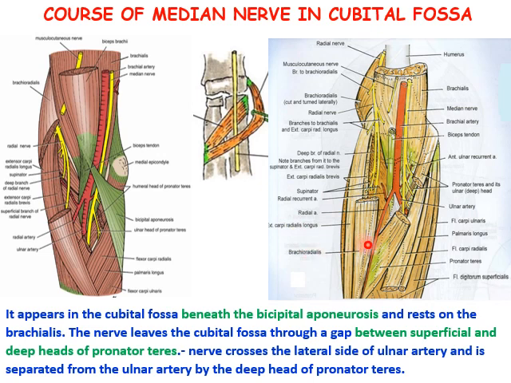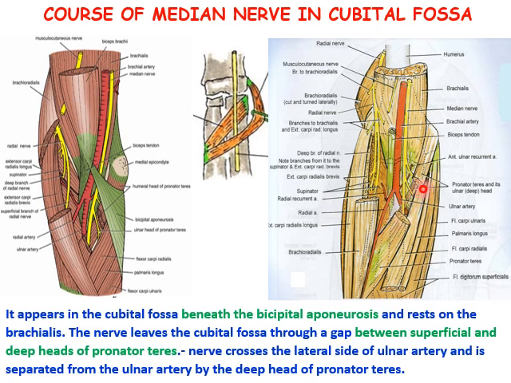And the nerve crosses the lateral side of the ulnar artery and is separated by the deep head of the pronator teres. So at the level of the neck of radius, the brachial artery divides into its terminal branches, the radial artery and the ulnar artery. The ulnar artery goes along the ulnar side and the radial artery courses along the radial side of the forearm. So as the median nerve is medial to the brachial artery, it crosses the ulnar artery in front and courses along the lateral aspect of the ulnar artery. So the deep head of the pronator teres is between the median nerve and the ulnar artery.